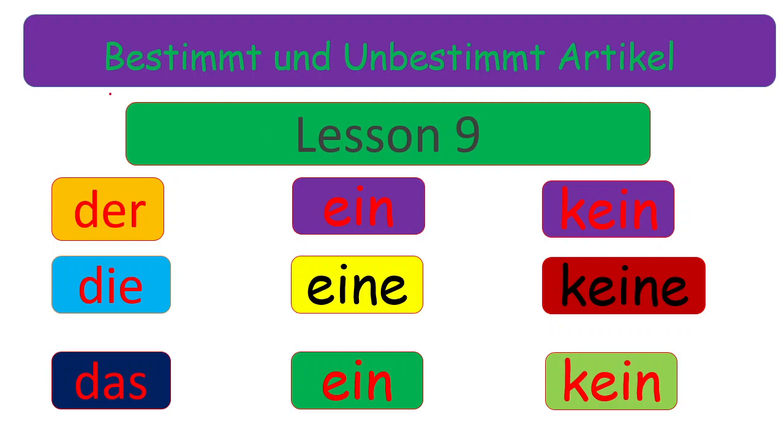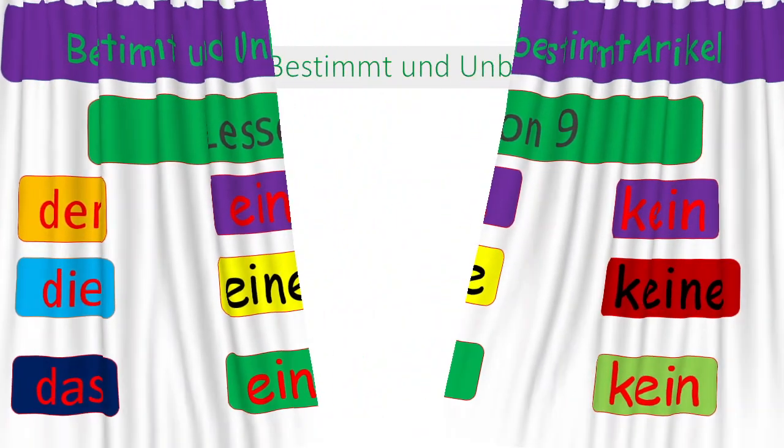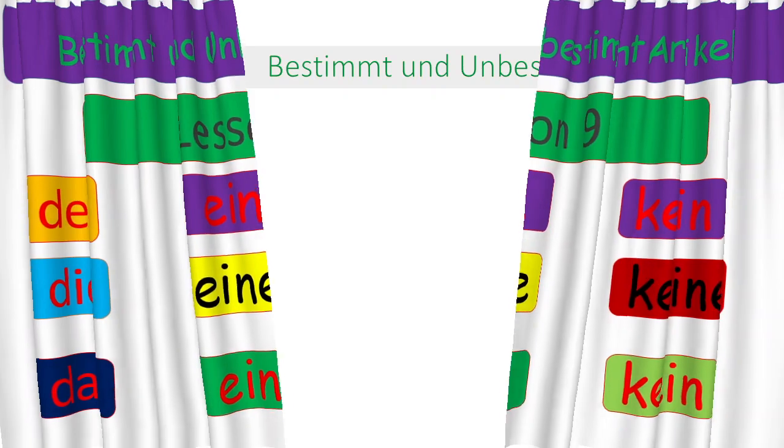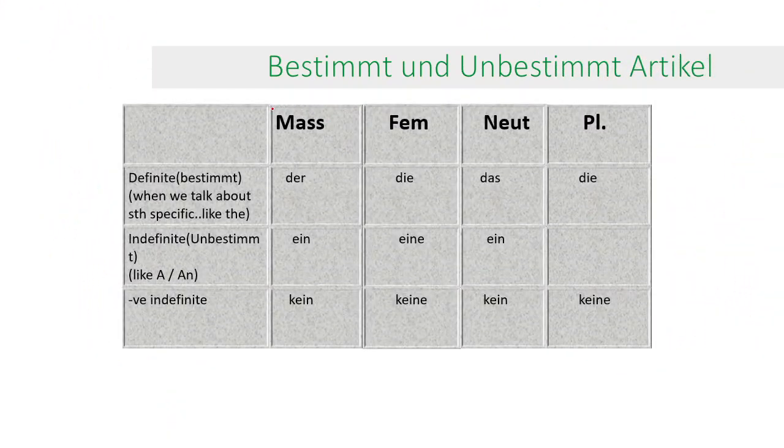In today's lesson, we learn about bestimmte und unbestimmte article in German language, where we put der, die, das, ein, eine, und kein in German language. What is bestimmt and what is unbestimmt article? As we already know, every noun in German language has gender, whether it's masculine, feminine, neutral, and plural.